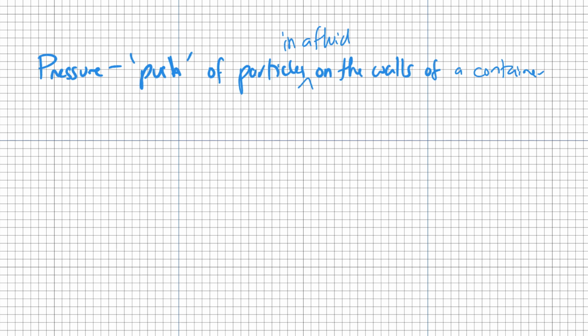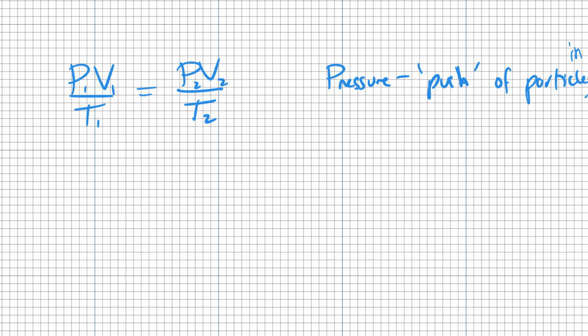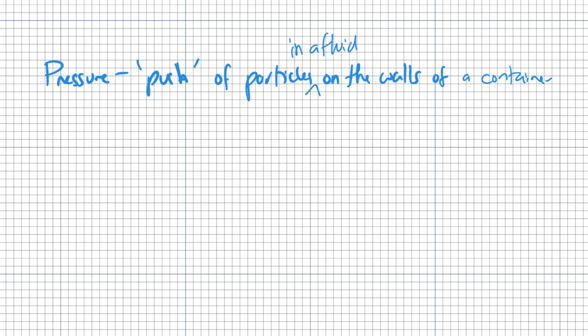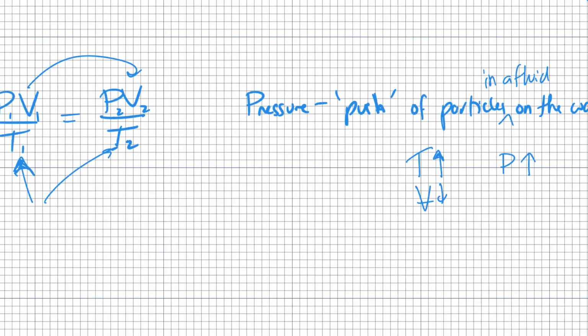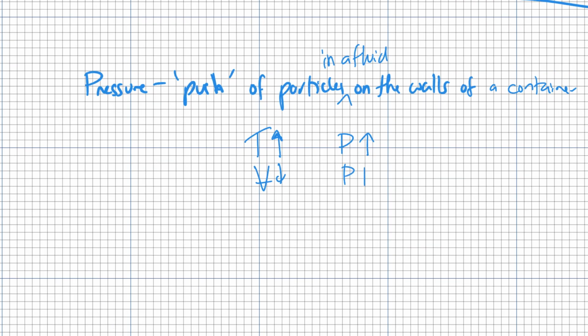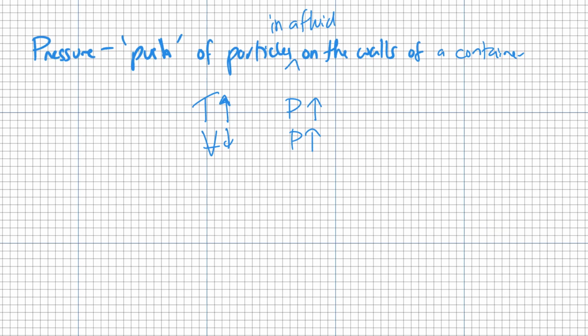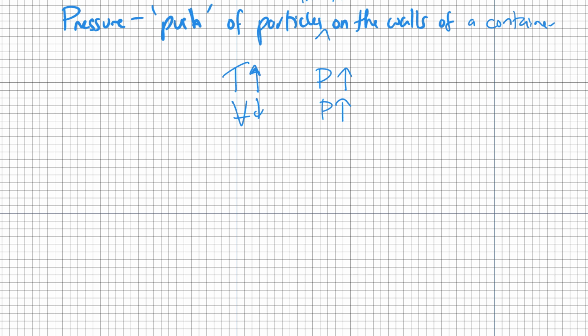So if we go back to our ideal gas law, if the temperature goes up, then the pressure is going to go up, because you've got the same number of particles but they're hitting the walls harder. Or, if the volume goes down, then the pressure is going to go up, because now you've got more particles per unit area, and so they're hitting it harder. Anyway, that's all chemistry.